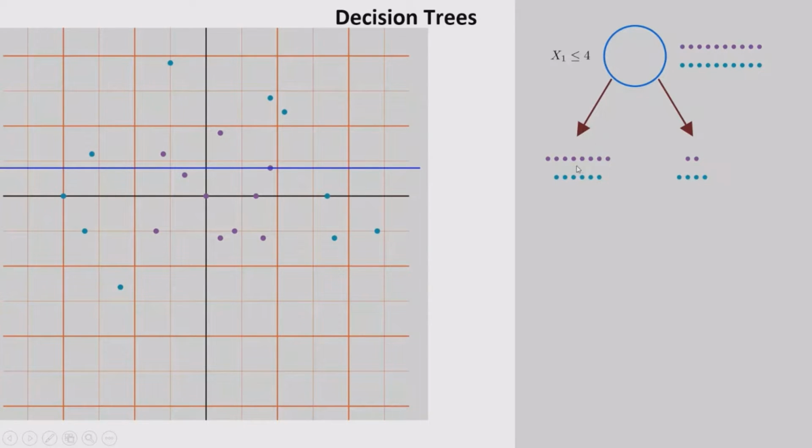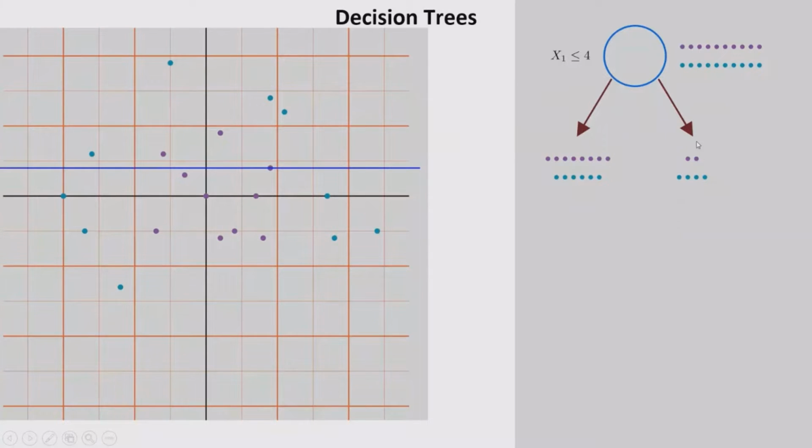So here, do I get any pure nodes? Can any of these be leaf nodes? No, because on both sides I have both colors, blue as well as purple. So none of them are pure. It has a mix and match of both sides. Majority may vary, but it has a mix and match.